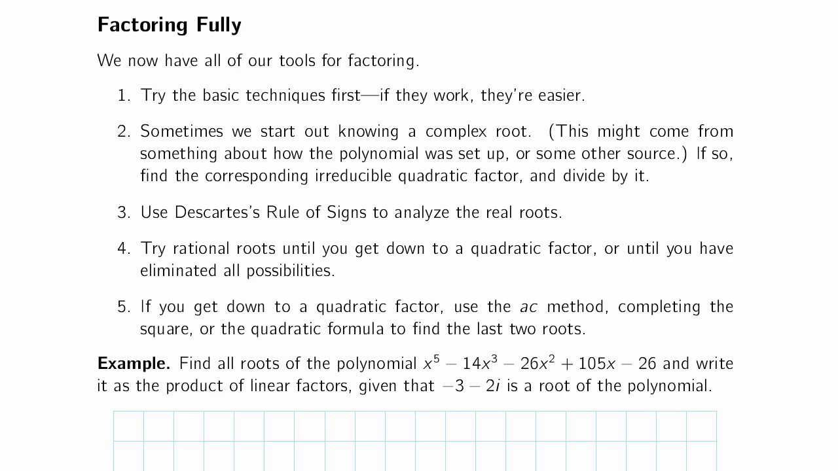So let's go through an example with the whole process. Here we have a polynomial. We'll try the old techniques first, but this has 5 terms. None of our old techniques work for something with 5 terms. Do we know a complex root? Yeah, we do know a complex root. So we'll start by finding the irreducible quadratic factor that goes with that root.